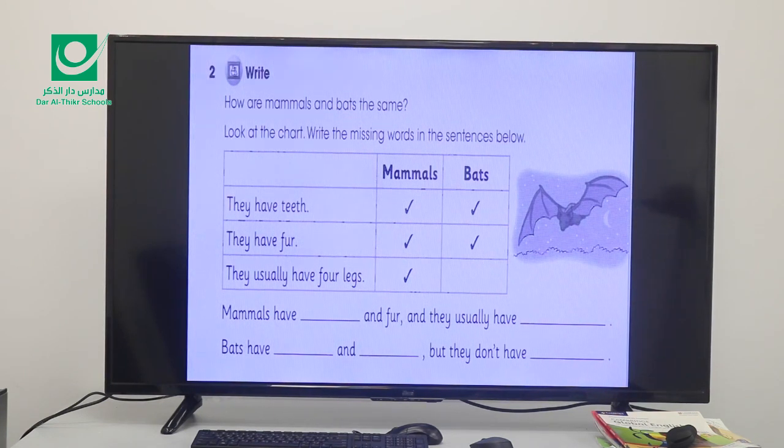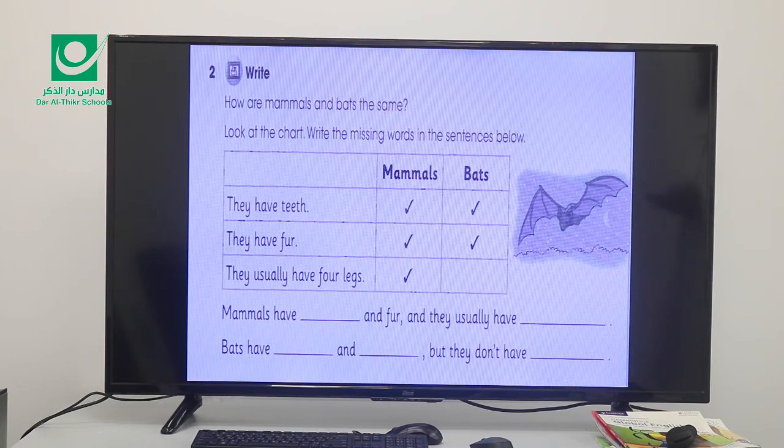Okay. Now students, if we move to exercise number 2, how are the mammals and bats the same? Okay, look at the chart and write the missing words down. But of course you need to take the information from this chart. Look students, they have teeth. Yes, mammals and bats. They have fur. Mammals and bats. They usually have 4 legs. It's only for mammals. Because bats, they have only 2 legs.